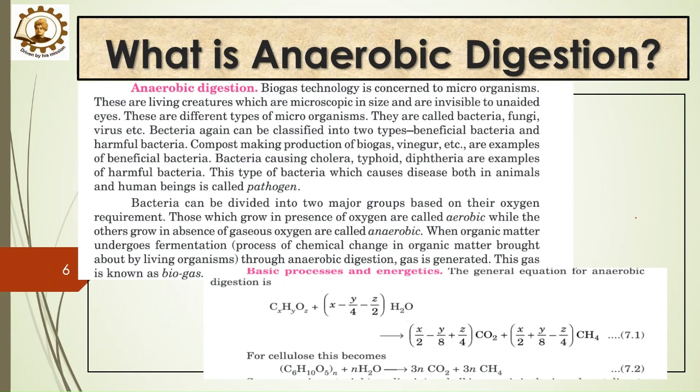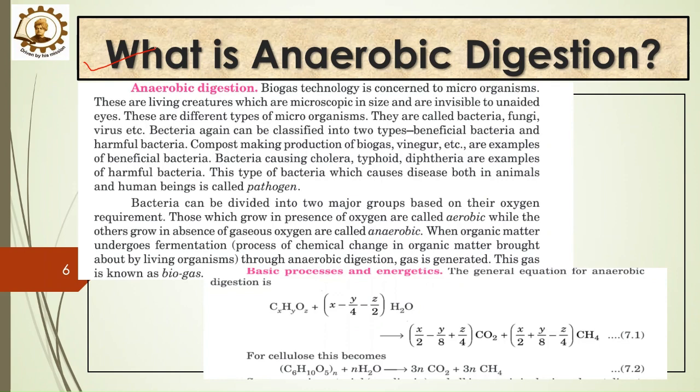Now, coming to what is anaerobic digestion, if we get this question. As we have already discussed, anaerobic digestion, like biomass conversion technology, is concerned with microorganisms, which are living creatures that are microscopic in size and invisible to the unaided eye. There are different types of organisms like bacteria, fungi, and viruses. Bacteria can again be classified into two groups: beneficial and harmful.